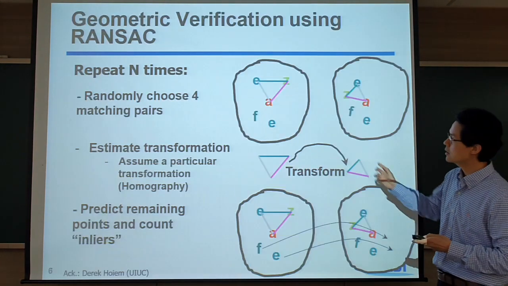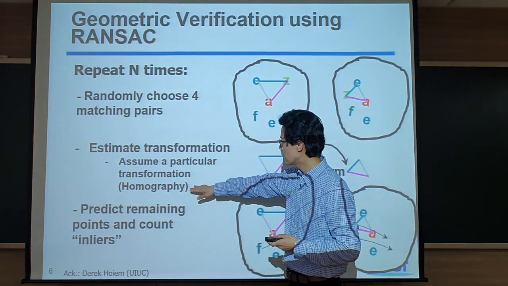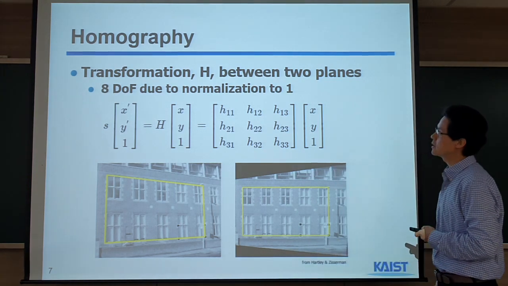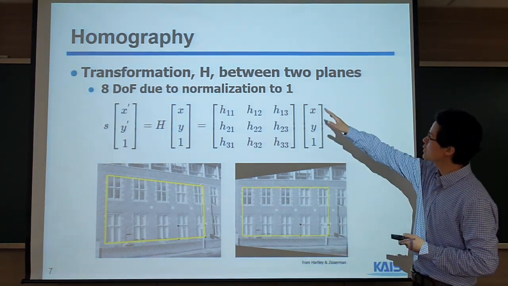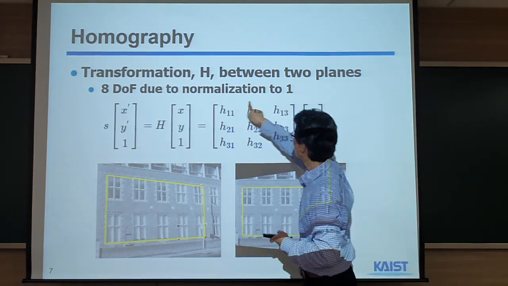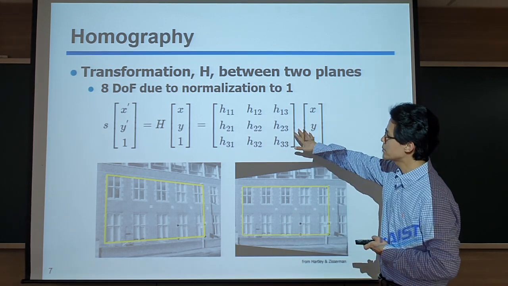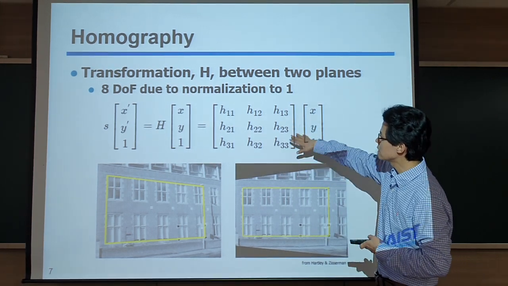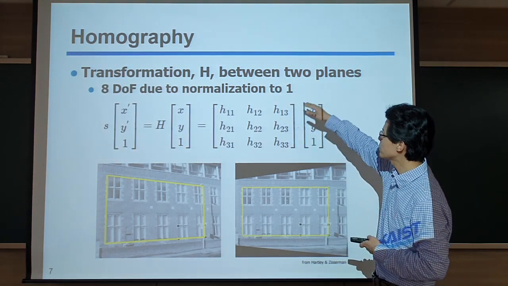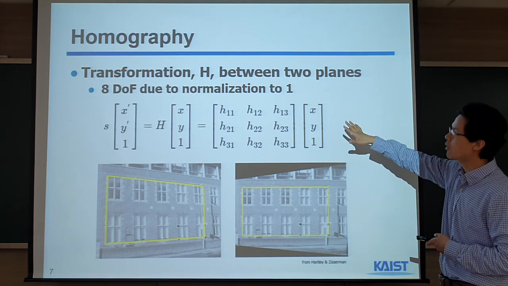So here I assume a particular transformation, a homography. This is nothing but a transformation, in this case H, between two planes. This is the homography matrix H. It is a 3x3 matrix, but typically we normalize it so that the summation of the elements turns out to be 1. So there could be 8 unknown parameters.